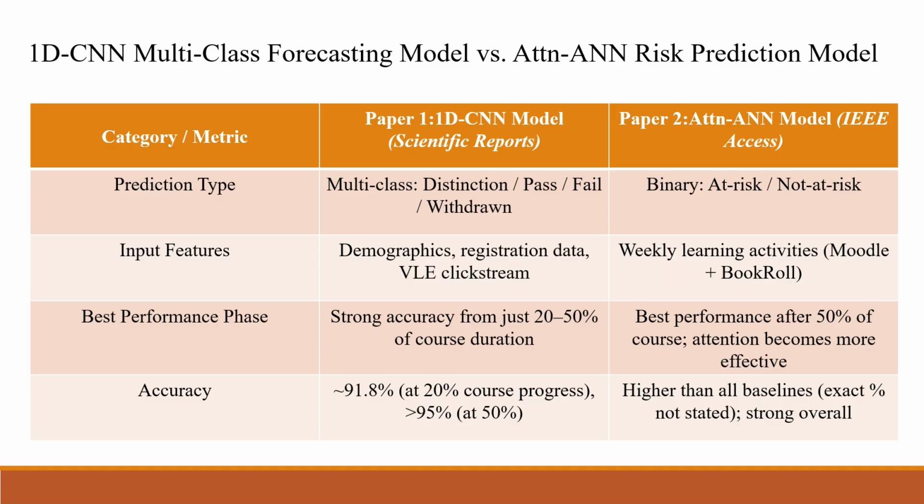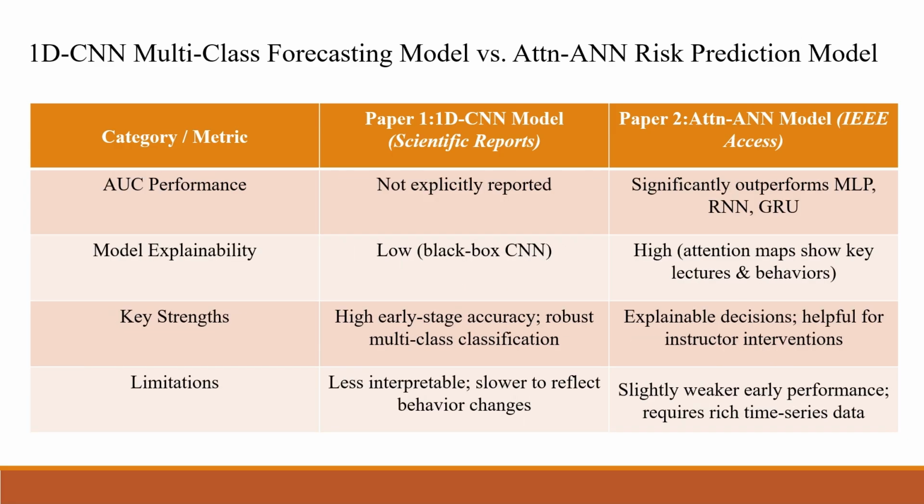CNN gives strong results early in the course, at just 20% or 50% progress. Its accuracy can reach 91.8% or even 95%. ATTEN-ANN works best after 50% of the course but it still performs better than all other models tested. The CNN paper didn't report AUC results clearly, but the ATN-ANN model showed much better AUC than MLP, RNN, and GRU.